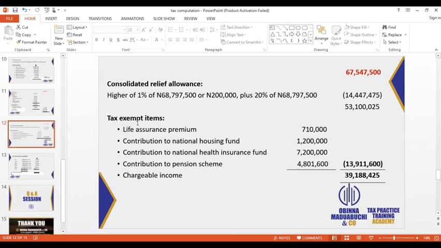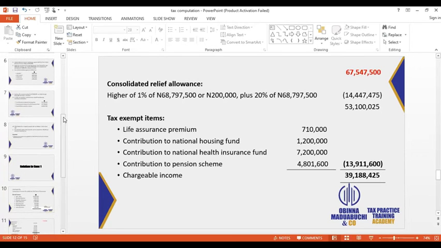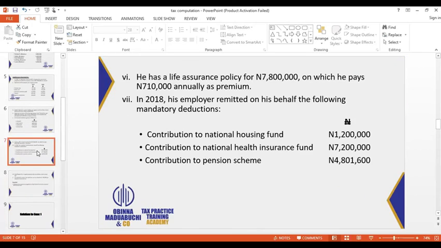The tax exempt items are life assurance premium. The life assurance premium in this question, you remember that he insured his life. I will show you the line that tells us about his life. He said that he has a life assurance policy for 7,800,000 naira, on which he pays 710,000 naira annually as premium. And don't forget that I told you that the life assurance premium you are going to claim is the amount you paid in the preceding year.